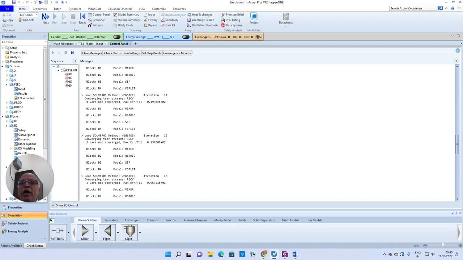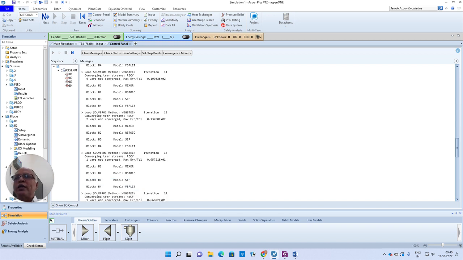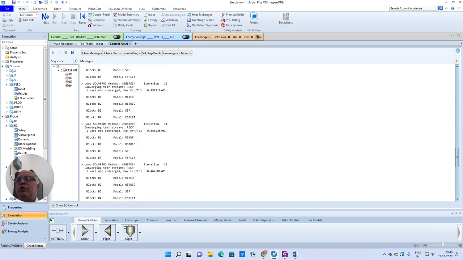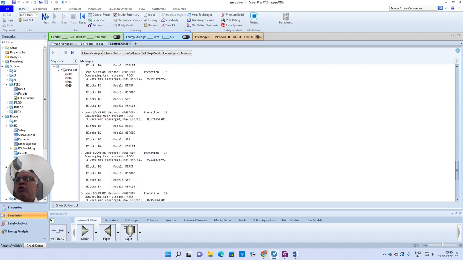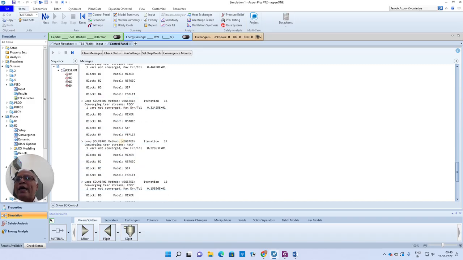That means out of the 5, even if one variable is not able to match the previous set of values as per your tolerance, you need to proceed with one more iteration till you are successful with respect to all the variables. All the variables need to come to a convergent solution. So in the case of design spec, we were having only one manipulated variable.